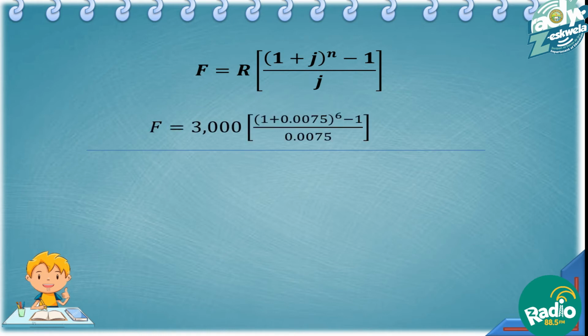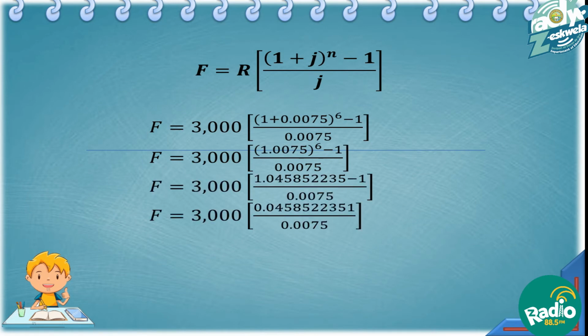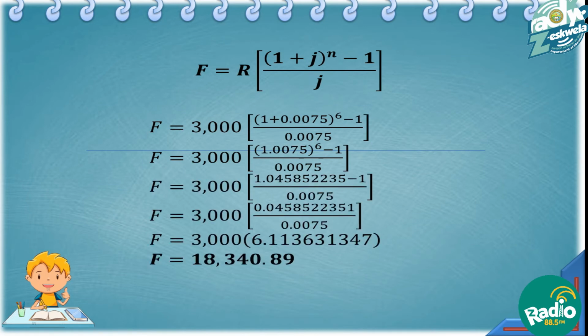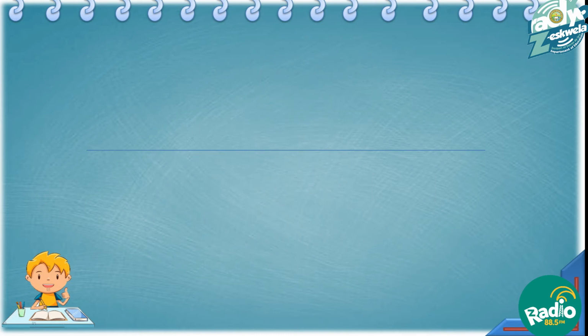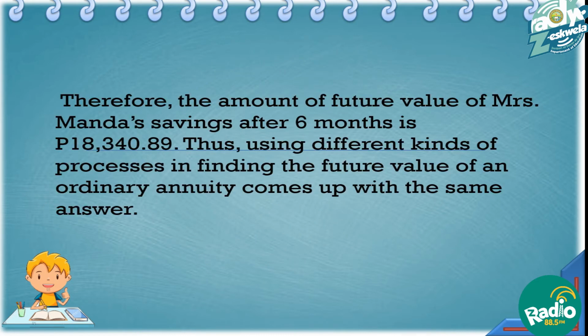Substituting the givens, that gives us F is equal to 18,340.89. The answer, if we use this formula and if we use the other process, is just the same. Therefore, the amount of the future value of Mrs. Manda's savings after 6 months is 18,340.89. Thus, using different processes in finding the future value of an ordinary annuity comes up with the same answer.